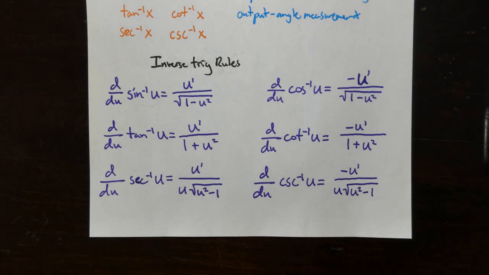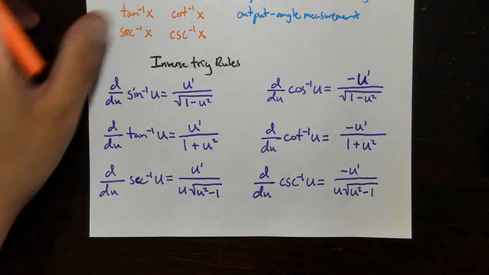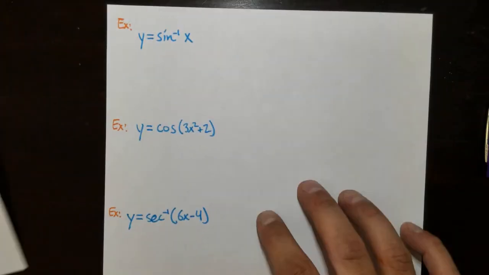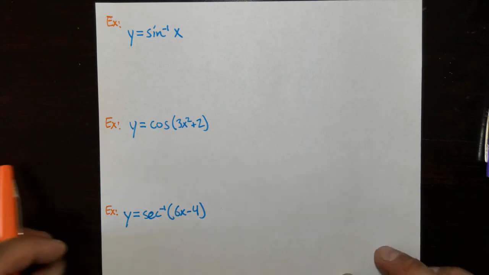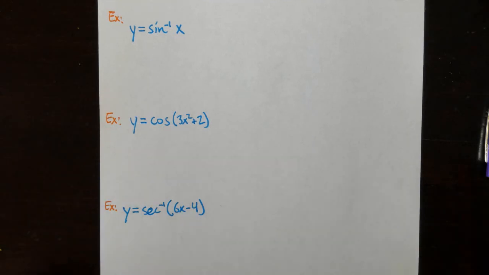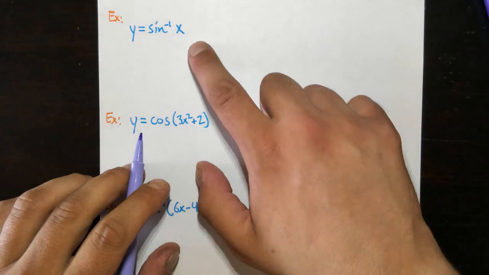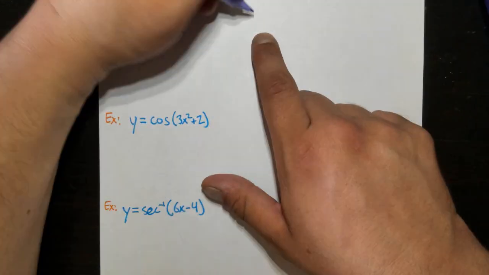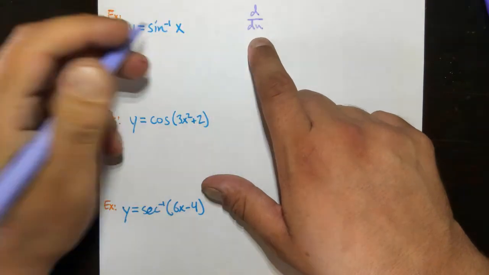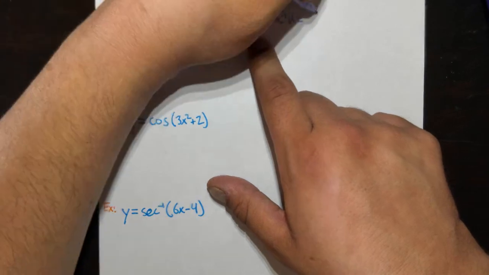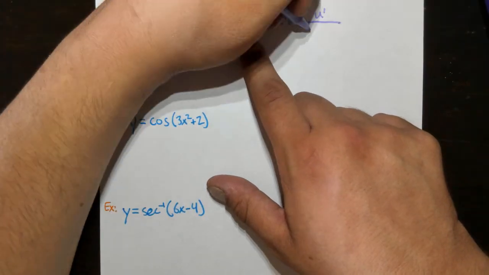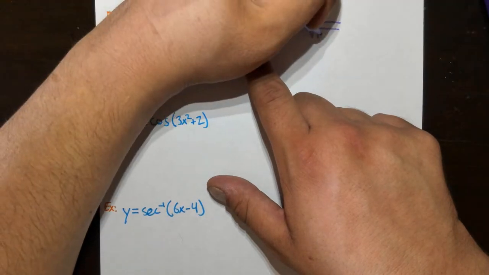So let's talk about some examples here. I'm going to start with y equals arc sine of x. And off to the side, just so we have it, I can write the rule here. The derivative of arc sine of u is equal to u prime over the square root of 1 minus u squared.